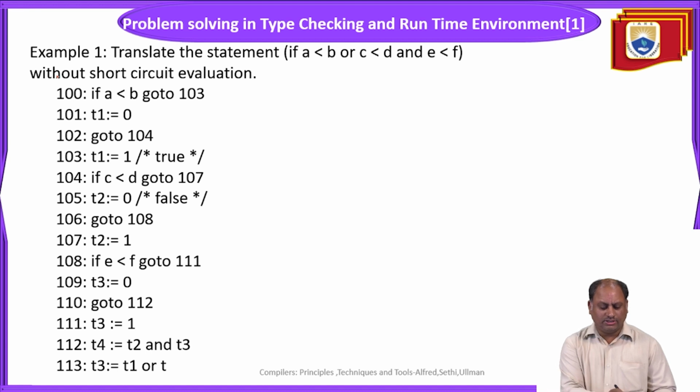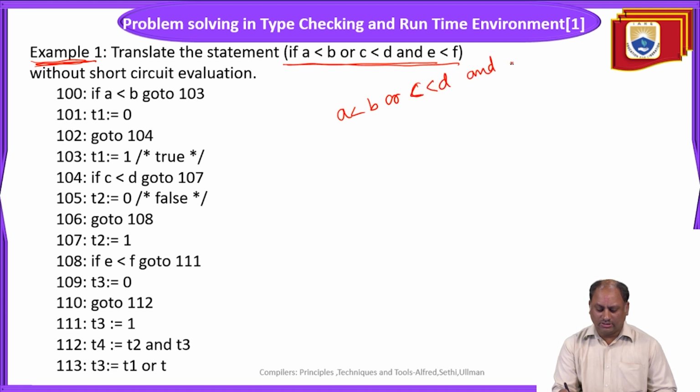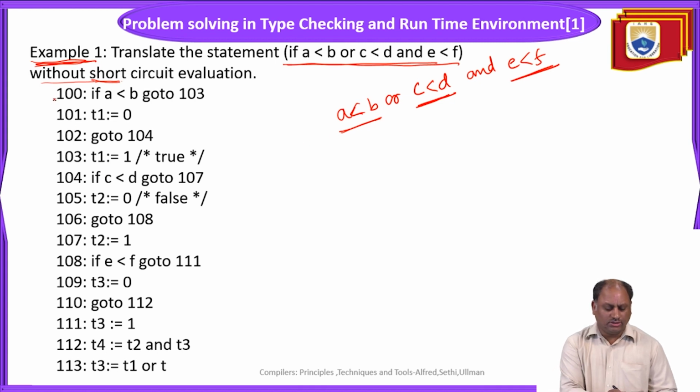Say, for example, this is one of the problems, example 1. Here in this example, the statement given is A less than B or C less than D and E less than F. Now, A less than B is one condition, C less than D is one more condition, and E less than F is the third. These are the three conditions. Now, we are going to implement this without using short circuit evaluation. The sequence number is given per step, that is 1, 2, 3, 4, or any step number we can use.